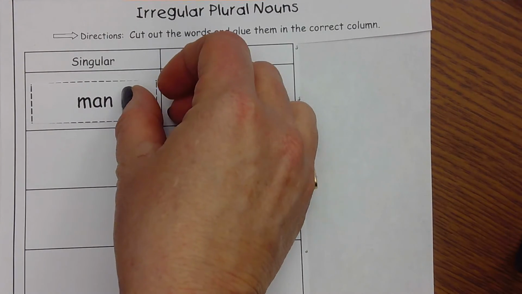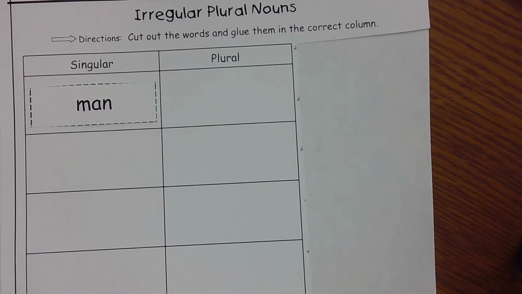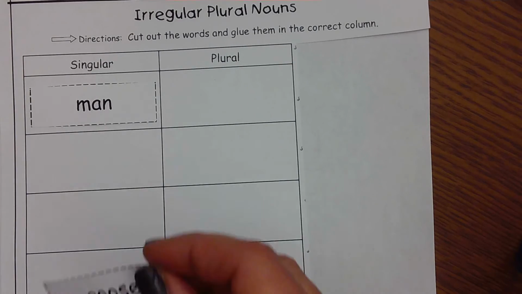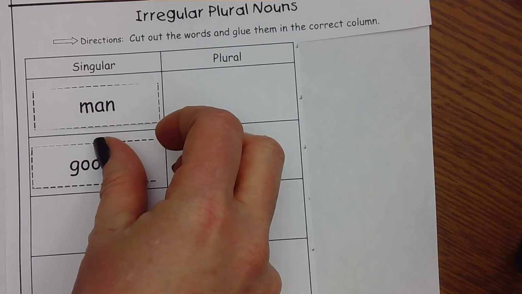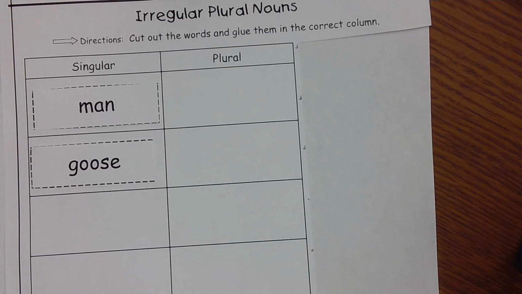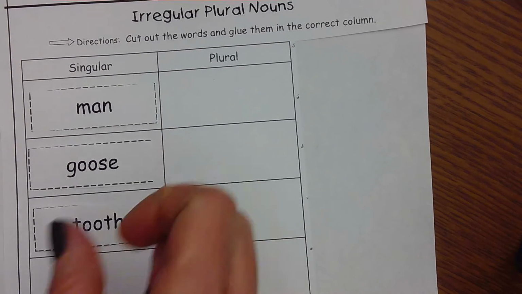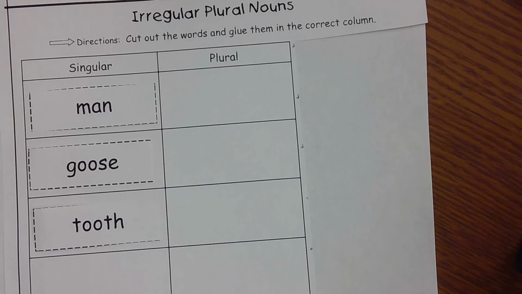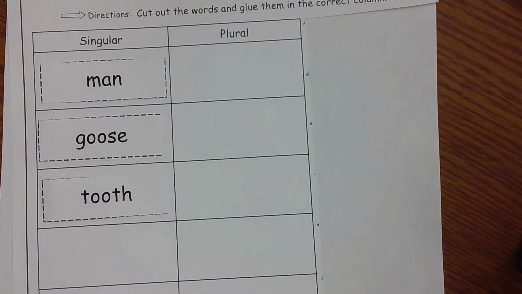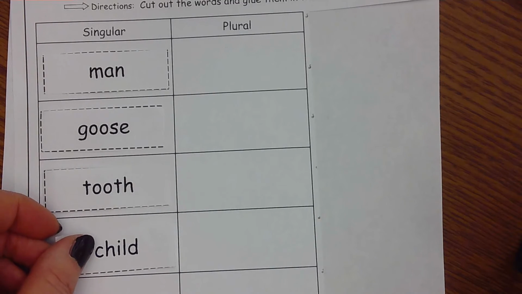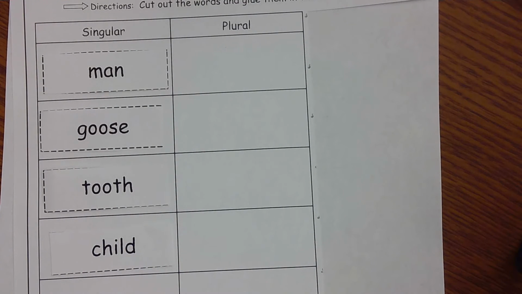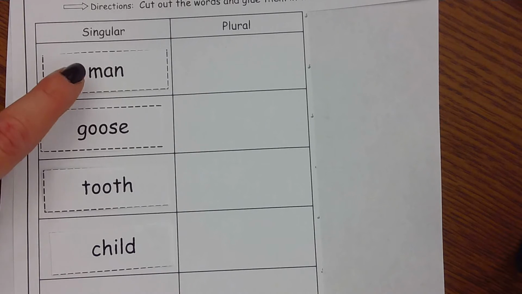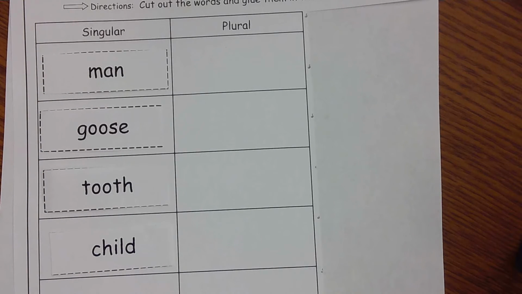So let's look at some nouns that are one, singular. We have the word man. That is one person. We have one goose. That is one animal. We have one tooth. That is one thing. And we have one child. That is one person. But when I want to show the plural form, when I want to show more than one, I cannot just add an S or an ES to these words.